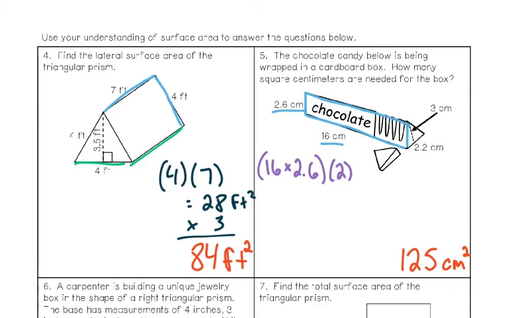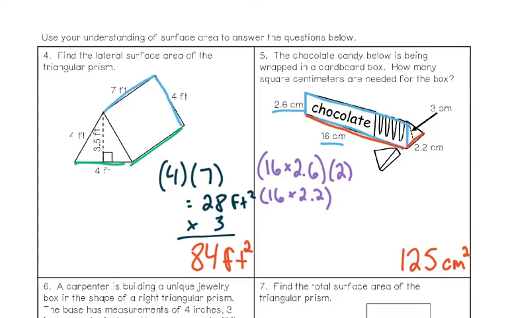Now the bottom of this triangular prism is also a rectangle, but it is a 16 by 2.2. That would make the bottom rectangle. There's only one of those, so I don't need to multiply it by anything. Now I need to find the area of the triangles. There's 2 of them and they are congruent.